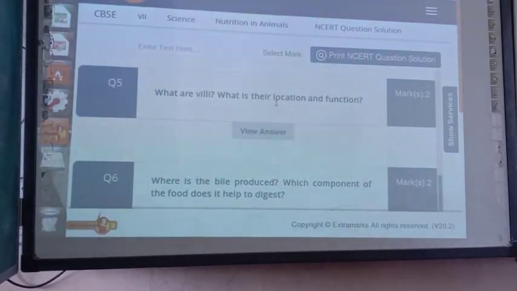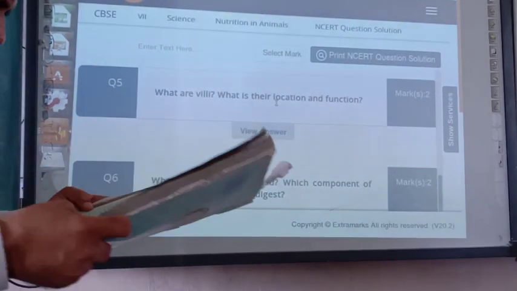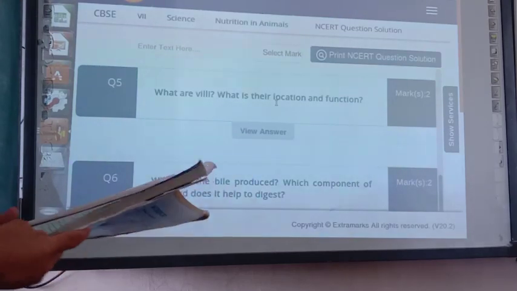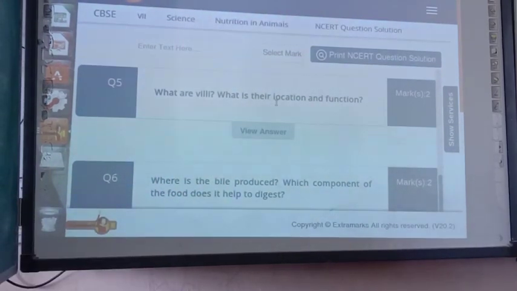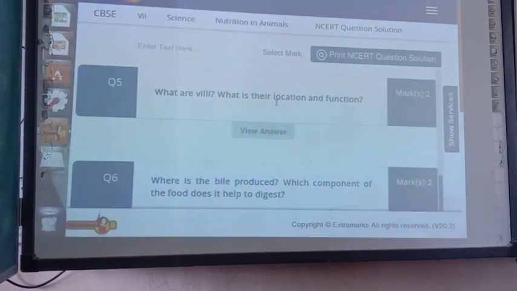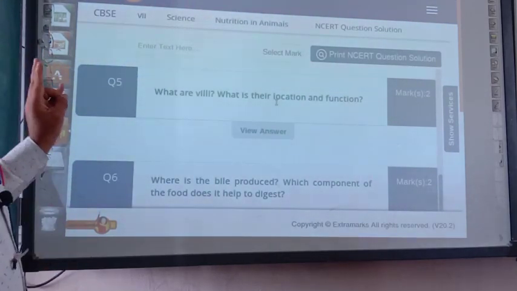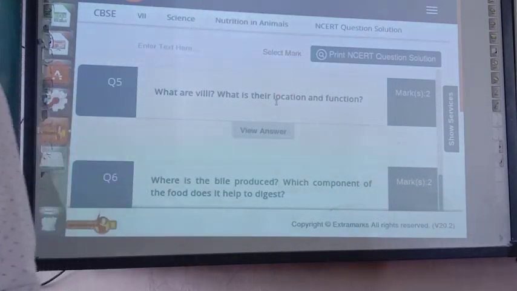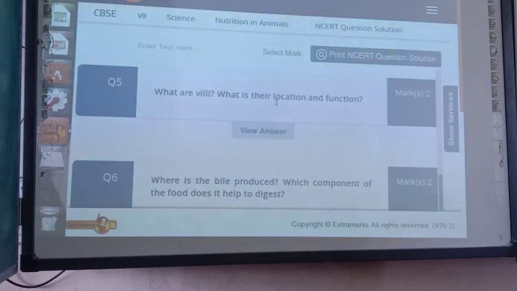So, as you know, we are in the NCERT exercise of chapter number 2. Questions one, two, three, and four I have already completed. Now, question number 5. Already I told you this is on page number 21 of the NCERT textbook, chapter number 2, NCERT exercises. Question number 5 is: what are villi, what is their location and function?